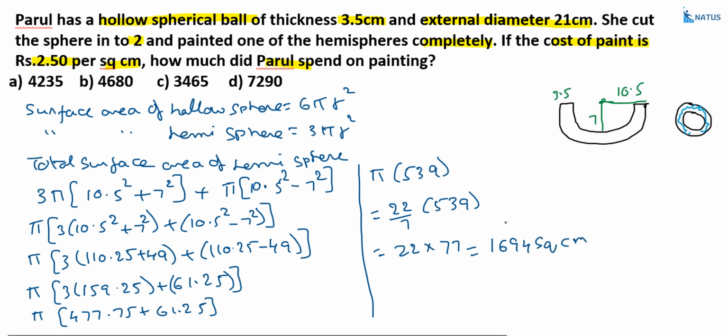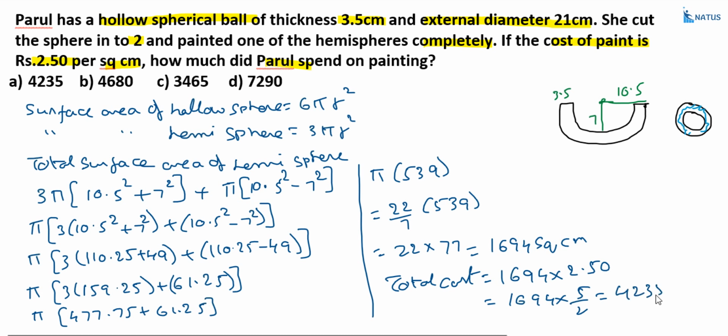So what is the total surface area? That is equal to 1694 square centimeters. Now what is the cost per square centimeter? That is equal to 2.50 rupees. Now what is the total cost? Total cost is equal to 1694 into 2 rupees 50 paise, so this is equal to 1694 into 5 by 2. This is very easy, 4235 rupees. So option A is the correct answer, right? Here only the simplification part is there. There is no logic in this case.